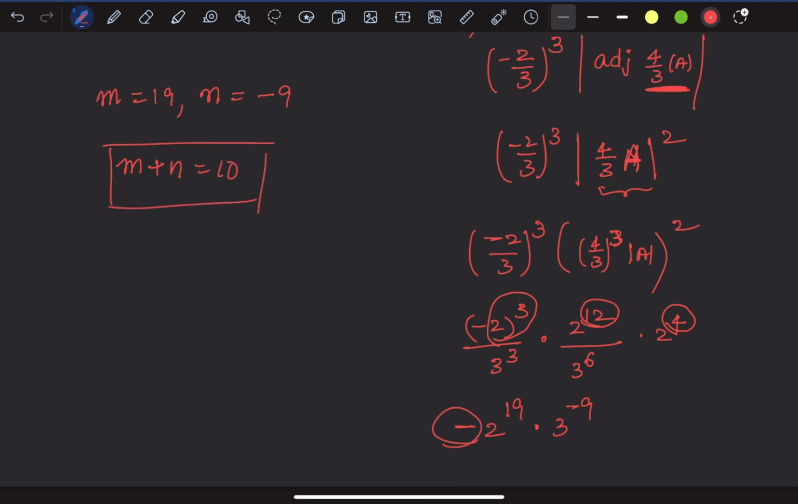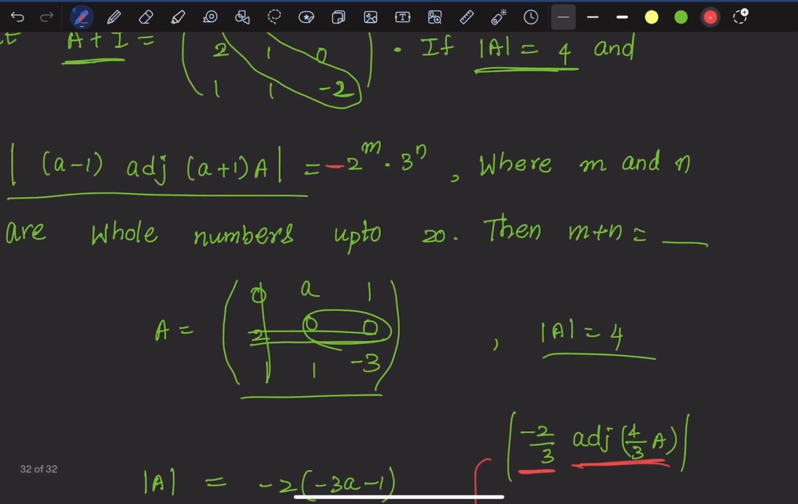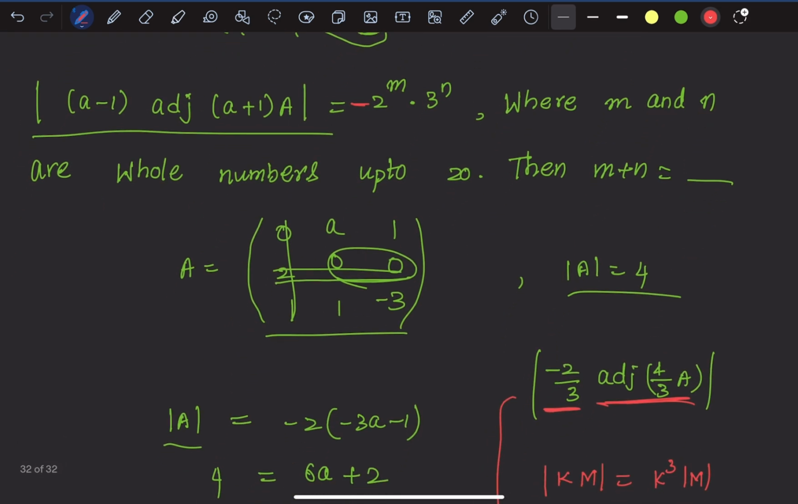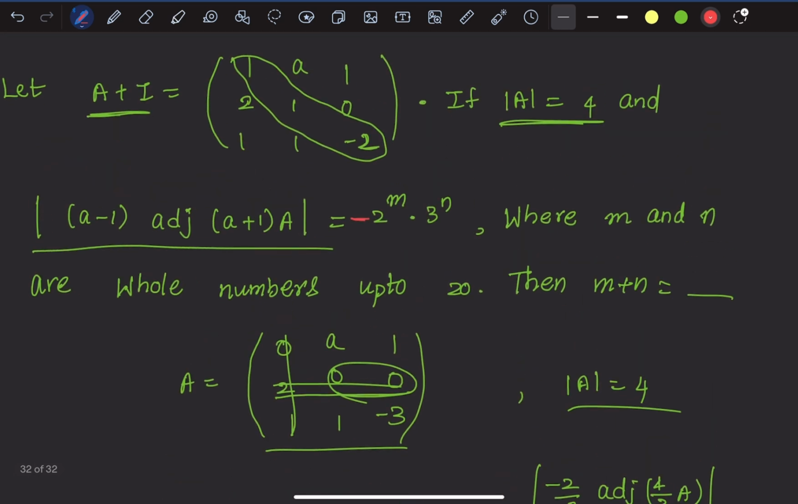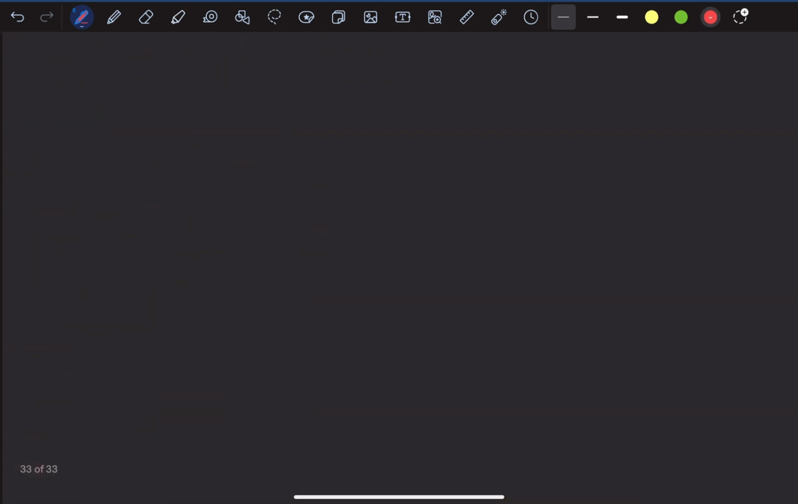Maybe this minus sign is not given in the question. Maybe this is minus 2 to the power M times 3 to the power N. So maybe the question is wrong. I might have not noted down the question properly, but this is how you should solve it. So let us go ahead and solve the next question.